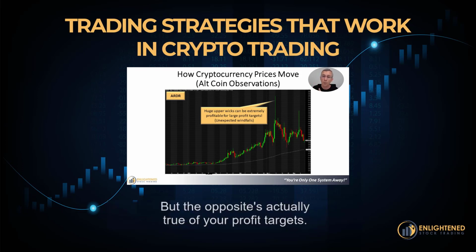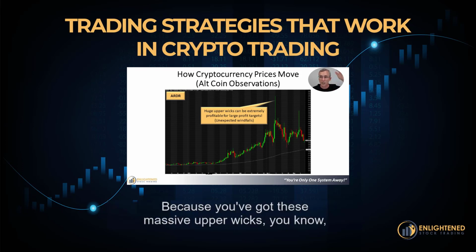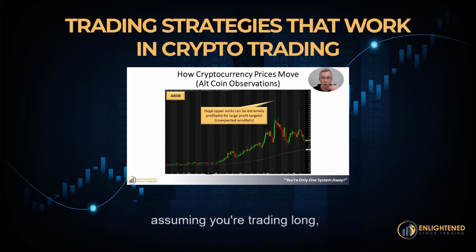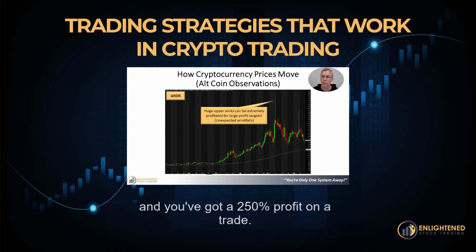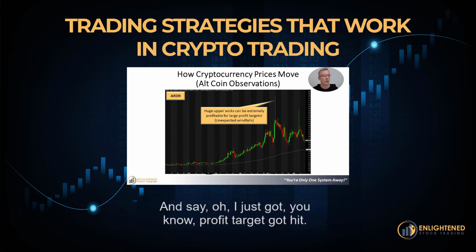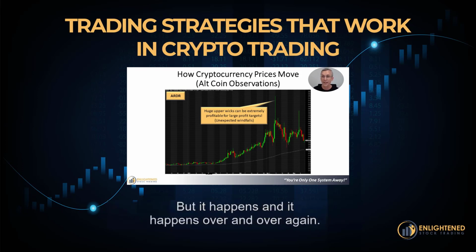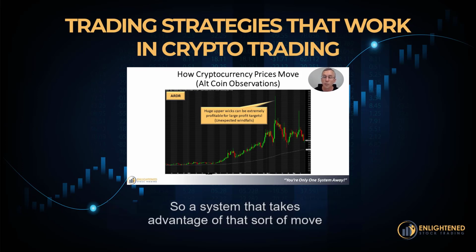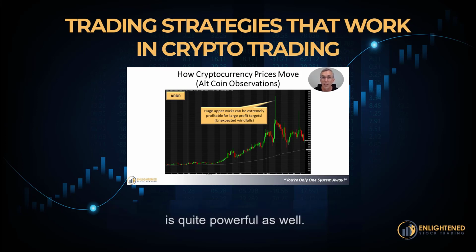But the opposite is actually true of your profit targets. Because you've got these massive upper wicks, assuming you're trading long, if you've got a profit target in the market, then every so often you can blink and you've got a 250% profit on a trade. You say, oh, profit target got hit. Okay, but now it's way back down there. But it happens, and it happens over and over again. So a system that takes advantage of that sort of move is quite powerful as well. Probably the last one, let's just look at the last slide here.